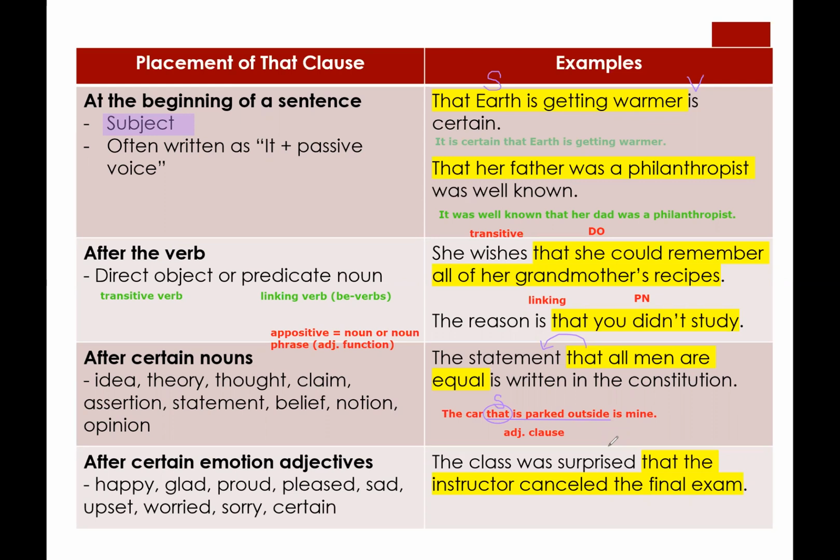So in an adjective clause, our relative pronoun that has to be either the subject or object of the dependent clause. All right. And our last placement of our that clause comes after certain emotion adjectives like happy, glad, proud, pleased, sad, so on and so forth. The class was surprised, so surprised is our adjective, that the instructor canceled the final exam. Or I am happy that Tiger did so well on his test, right? So happy is an emotion adjective followed by a that clause.